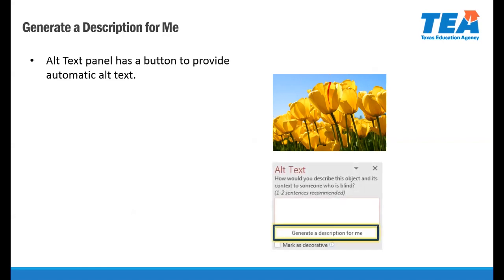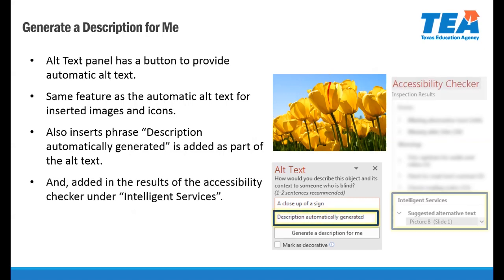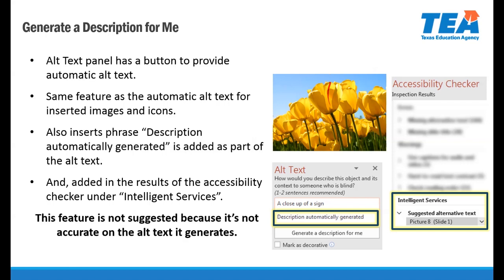Another alt text feature in Office 365 is the Generate a Description for Me button found on the alt text panel. This is provided for images that don't have alt text. It's the same feature as the automatic alt text, where the "description automatically generated" phrase is added as part of the alt text. And the image will also show up in Intelligent Services of the accessibility checker. The automatic alt text Microsoft generates for images is not suggested because it's not accurate and will need your review all the time it's used.